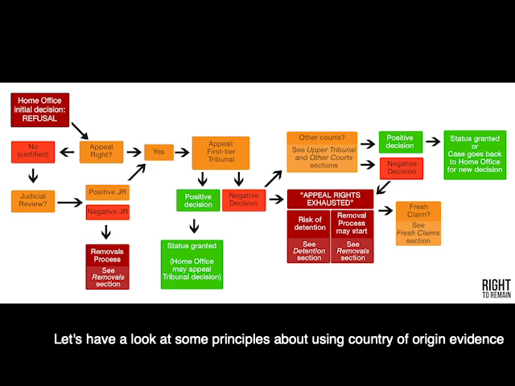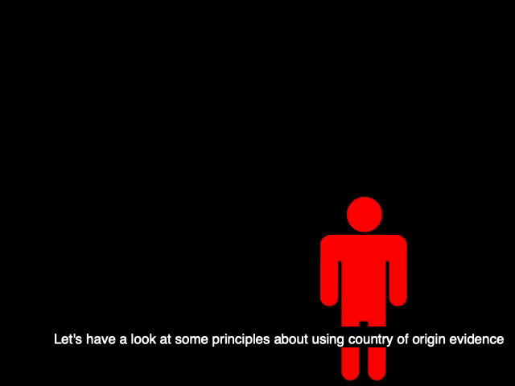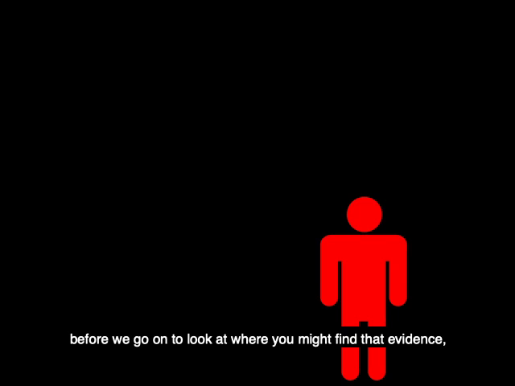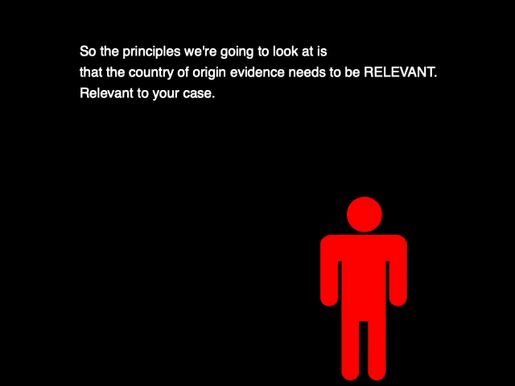Let's have a look at some principles about using country of origin evidence before we go on to look at where you might find that evidence and what to do with it when you've found it. So the principles we're going to look at are that the country of origin evidence needs to be relevant to your case. It needs to be trustworthy, and it needs to be what's considered to be objective.